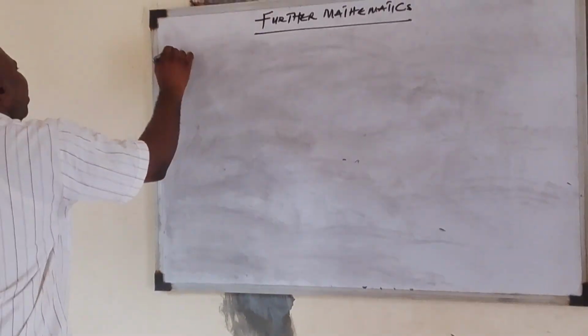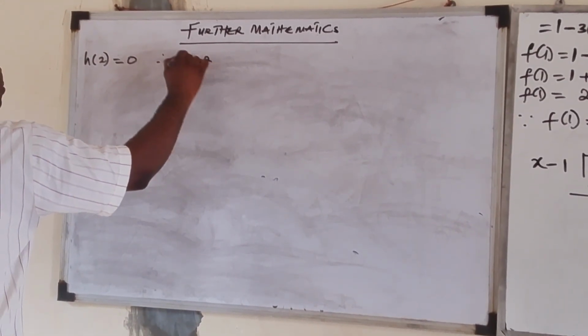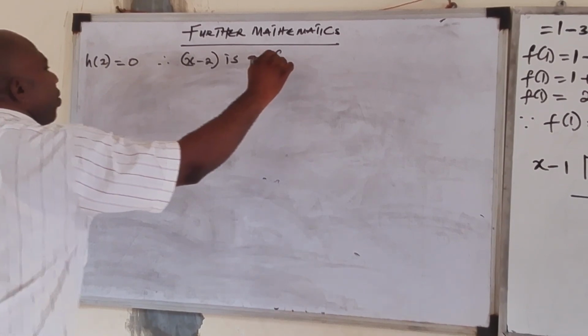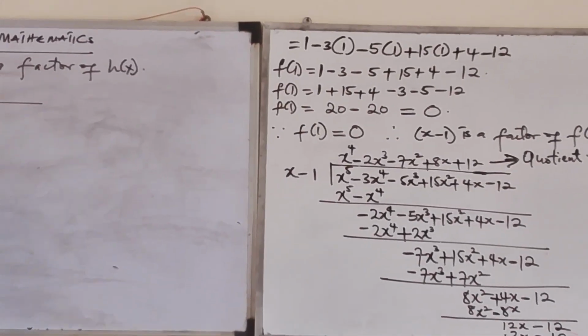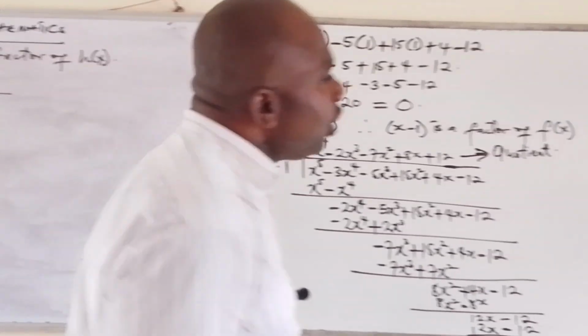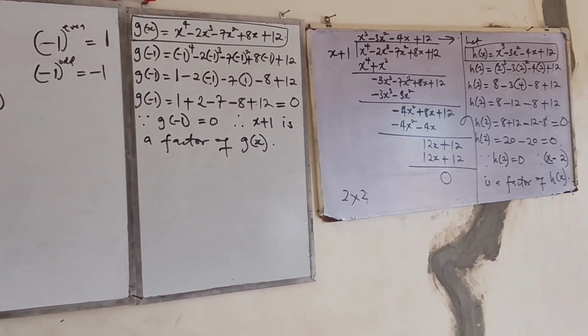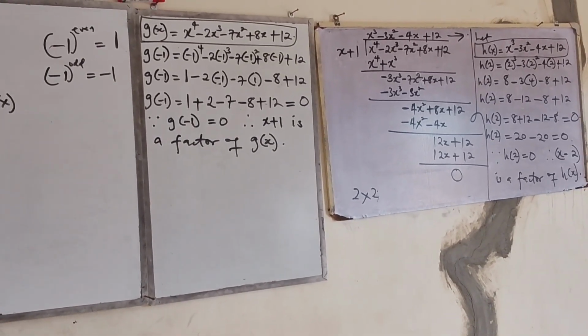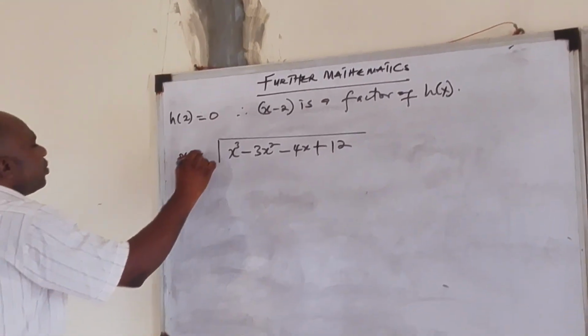Now let me read it here. We have h of 2, h of 2 is equal to 0. Yes. So therefore we said x minus 2 is a factor of h of x. So it means that here we are going to divide. Now let's see the value of our h of x. h of x is x power 3 minus 3x squared, then we have minus 4x, then here we have plus 12. Now we are dividing this by x minus 2.